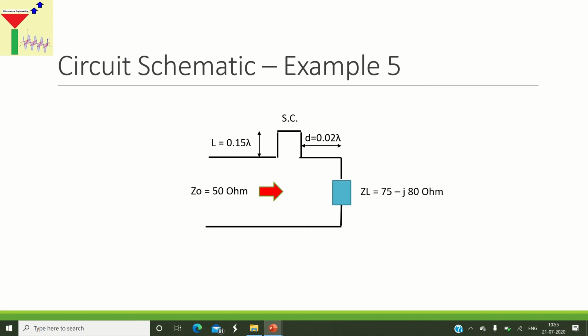In our next lecture, we will solve a similar type of example, but at that time we will take the parallel stub, or design of the shunt stub, into account. It is a little bit different procedure that we are going to see in our next lecture. So we will stop here.